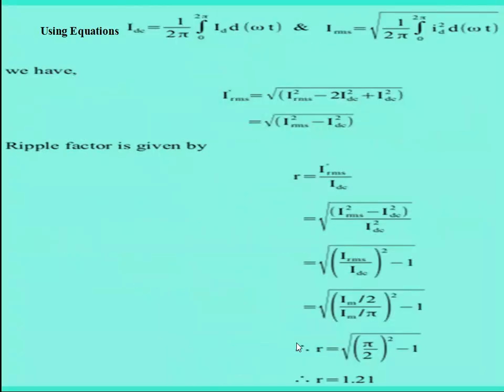I think you people are smart enough to understand this. I don't want to do these calculations. You can do them step by step and get the results. Here the step by step calculations are shown. So this is the ripple factor. The ripple factor, that means the noise, is very high, that is 1.21.